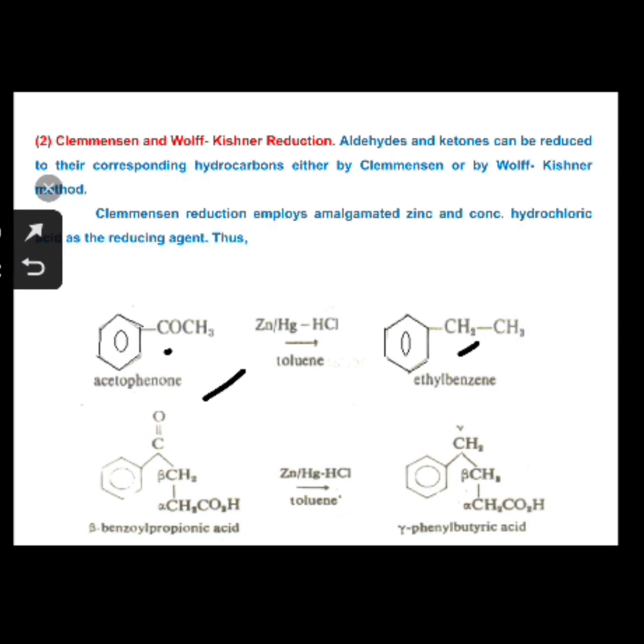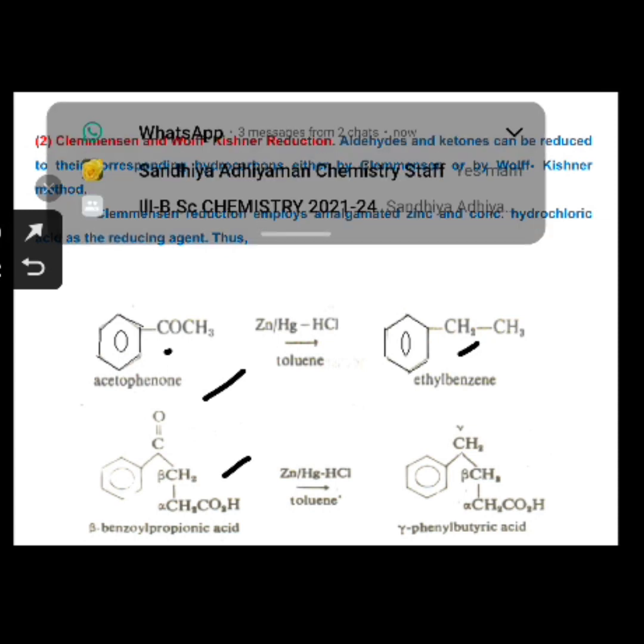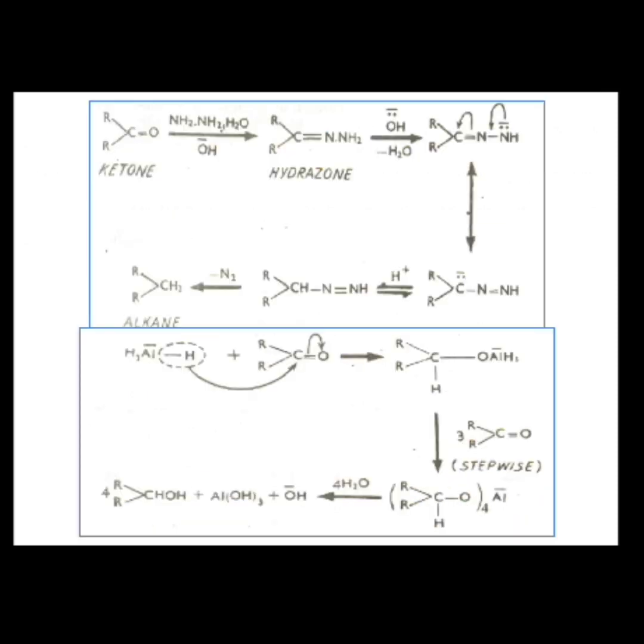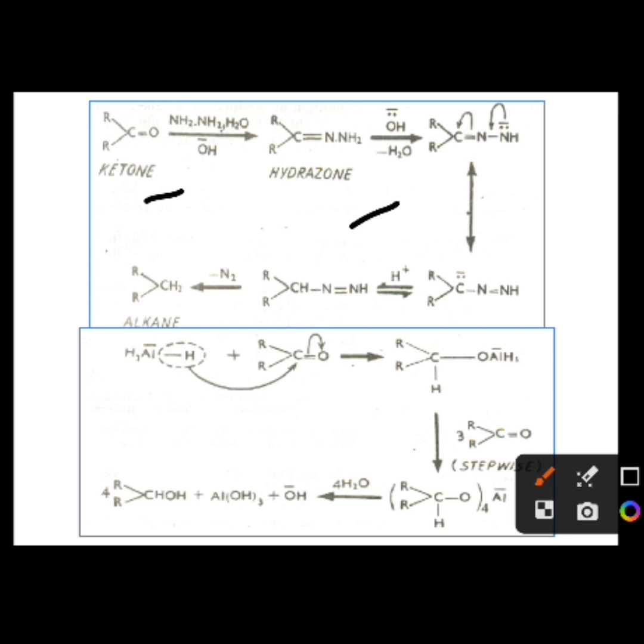And then in the second example, this is beta benzoyl propionic acid. Here the first carbon is alpha carbon and the second carbon is beta carbon. In the beta carbon, a C=O group is attached, so it is called beta benzoyl propionic acid. It reacts with zinc amalgam and HCl to form gamma phenyl butyric acid. And in this reaction, a ketone reacts with hydrazine in presence of base to form a hydrazone, and then in turn it finally gives alkane. So the C=O group is converted into a methylene group.